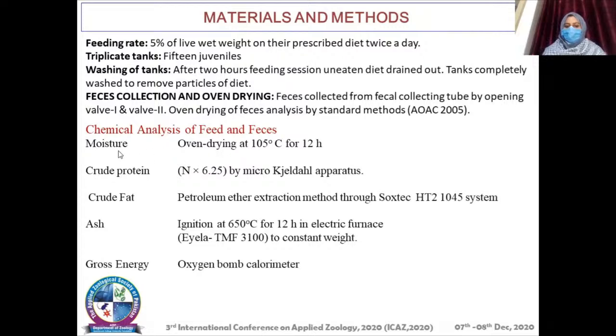Chemical analysis: moisture determined by oven drying at 105 degrees centigrade for 12 hours. Crude protein by micro-Kjeldahl apparatus. Crude fat by petroleum ether extraction. Ash by ignition at 650 degrees centigrade for 12 hours in an electric furnace. Gross energy by oxygen bomb calorimeter.